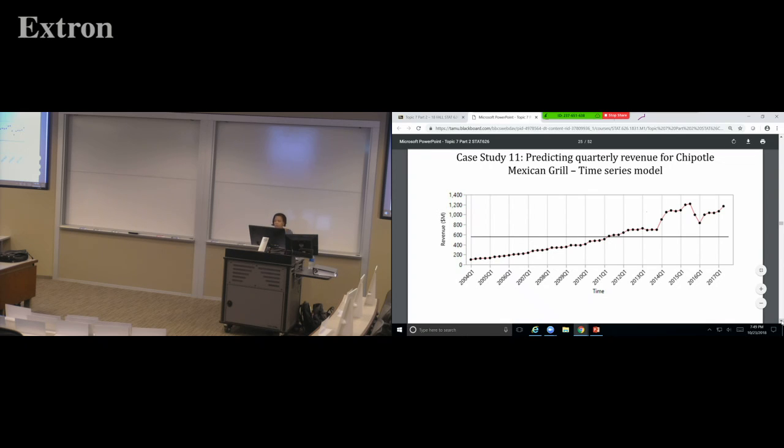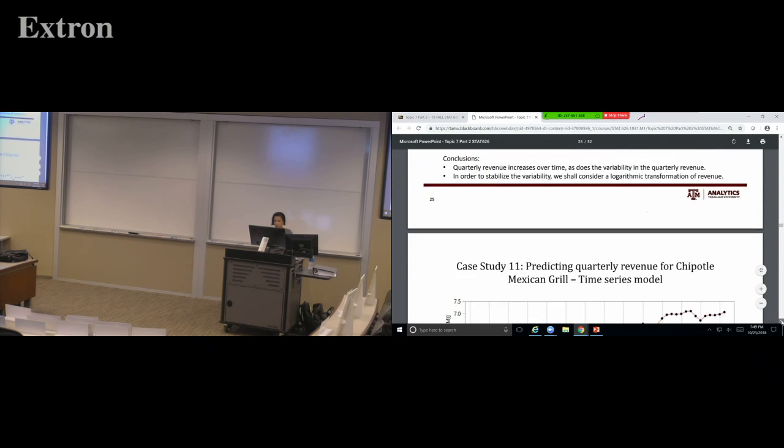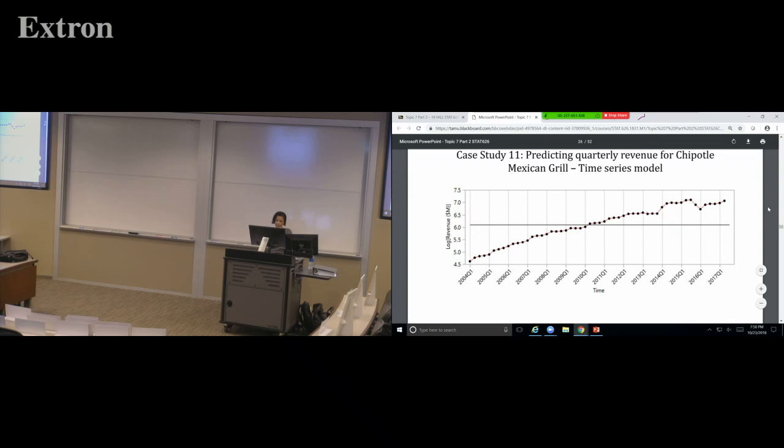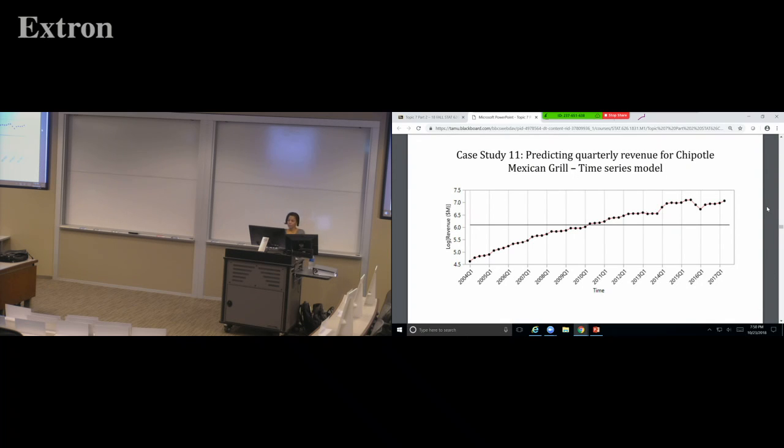When you do a log transformation of the revenue, the time series plot appears in this fashion. This is the log transformed revenue time series plot. The variability has now calmed down some, but what you can still see, as in the previous slide, is definitely an increasing trend. So with that increasing trend, as we've seen in the past, the recommendation is to difference the data.